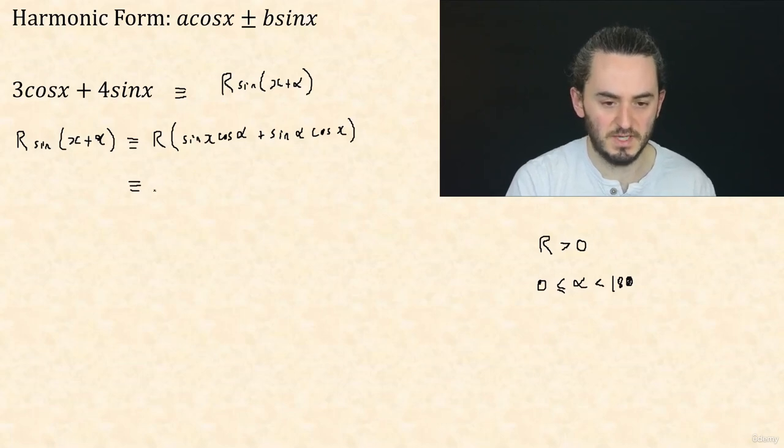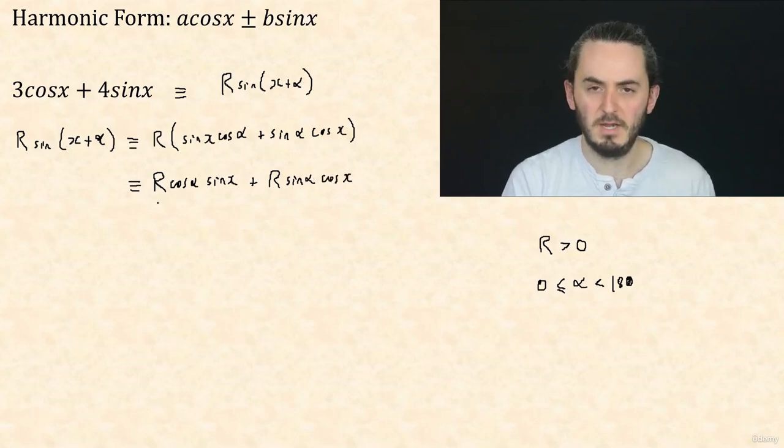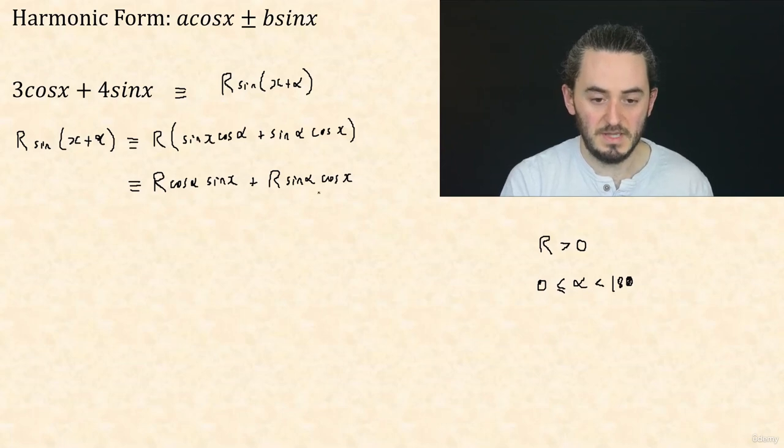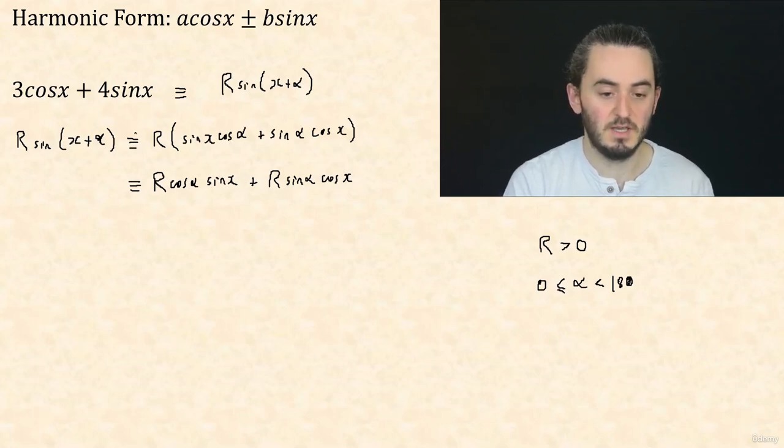You'll see why I'm doing that in a second. I get r times cos alpha times sine x, and I get r times sine alpha times cos x. Okay, now here's the clever bit. This expression here is supposed to be identical to this expression here.